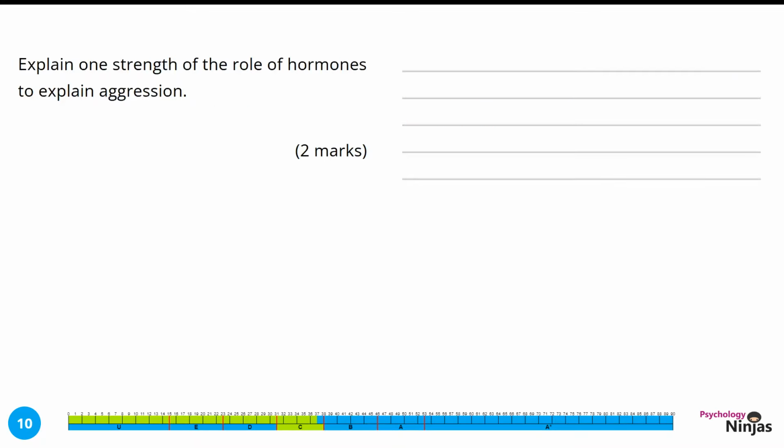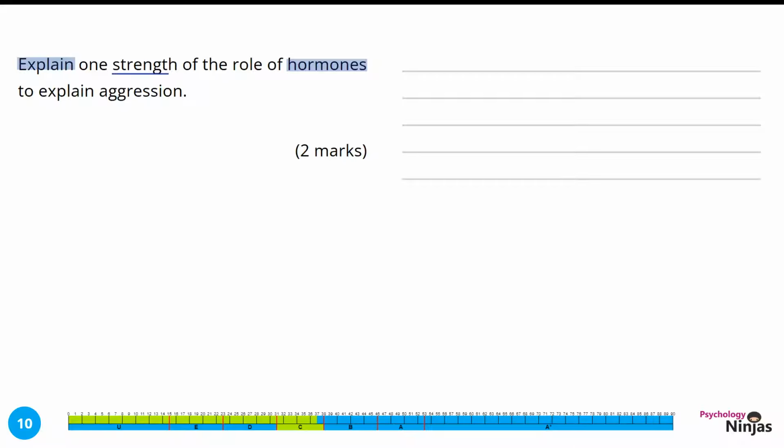1997. Explain one strength of the role of hormones to explain aggression, 2 marks. Here we have the command word explain, which is asking us to give a detailed and thorough explanation, so extending our response beyond just giving a single sentence. This question is focused on hormonal explanations, and therefore our evaluation needs to be focused on that.